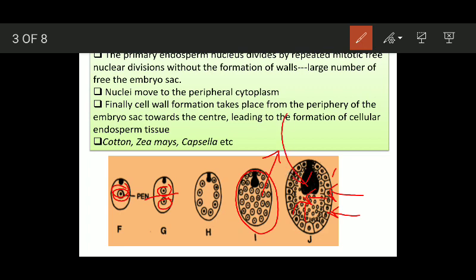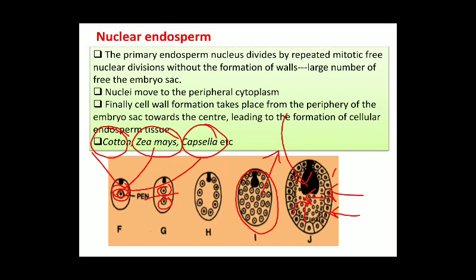It is found in a number of plant species. I will just quote 3 examples for the sake of convenience so that you can remember it. Cotton, Zea mays, Capsella. You can just remember these 3 plants. They show nuclear endosperm development.